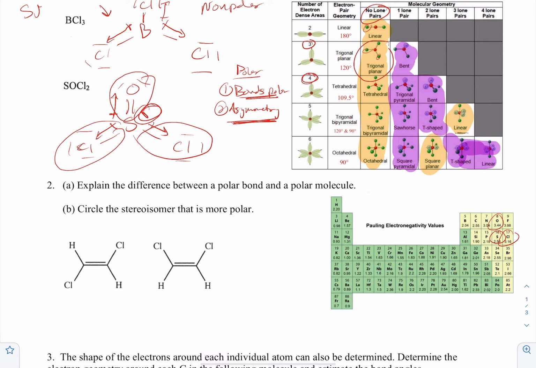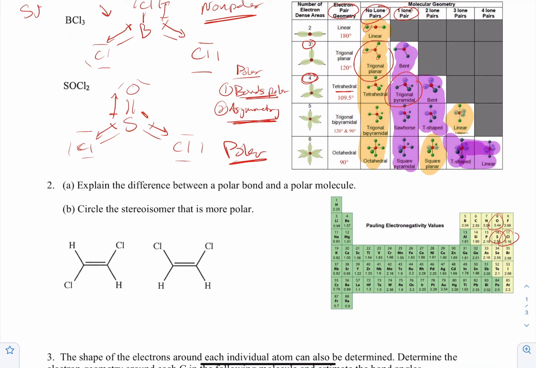So the steric number is 4, which means my electron pair geometry is tetrahedral, but I have one lone pair, which makes this trigonal pyramidal, okay? Now, trigonal pyramidal is going to be asymmetrical. So this is a polar molecule. So this was nonpolar, and this is polar.